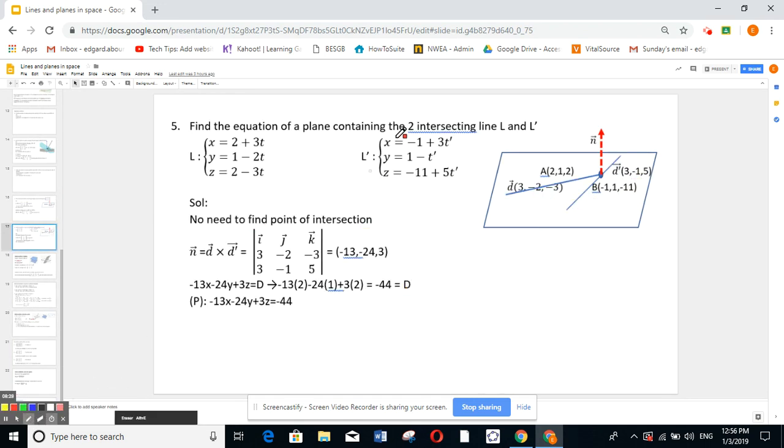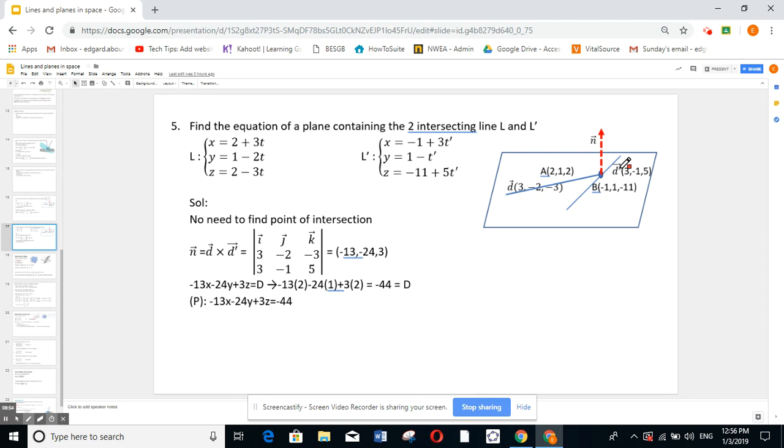More examples. Find the equation of a plane containing two intersecting lines. I know that these two lines are inside the plane, so there's no need to find the point of intersection. Why? Because I can pick a point here and a point here. I have the directing vector of this one and the directing vector of this one. So I have everything I need. You have point A, 2, 1, 2 on the first line and its directing vector. You have a point here and its directing vector.